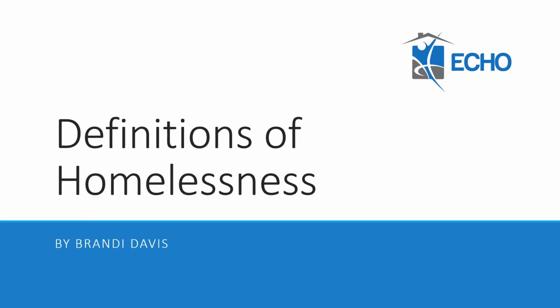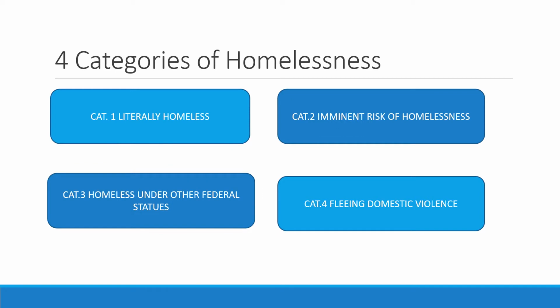This training video covers the HUD definitions of the four categories of homelessness. The four categories of homelessness via HUD are Category 1, literally homeless; Category 2, imminent risk of homelessness; Category 3, homeless under other federal statutes; Category 4, fleeing domestic violence. And we'll go through each of these categories, what they mean, and who would fall within each of them.